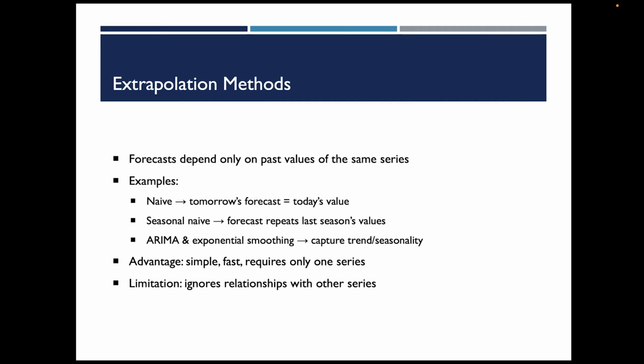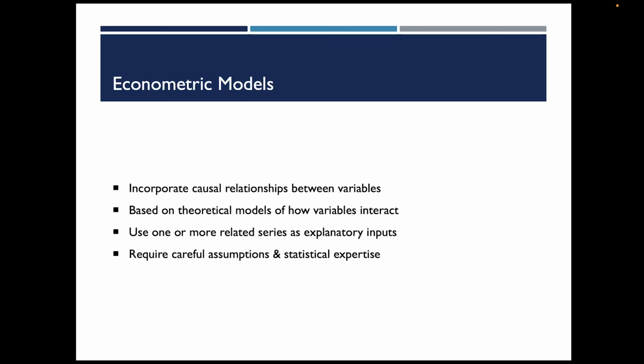What are the advantages? Simple, fast, and require only one series. Limitations: they ignore any relationships with other variables. Econometric models, on the other hand, are different, because the first type just looks at the series itself. Now we are linking other variables of interest, so we have explanatory variables. It's like consumption modeled as a function of income. If income increases, spending increases, and so on.